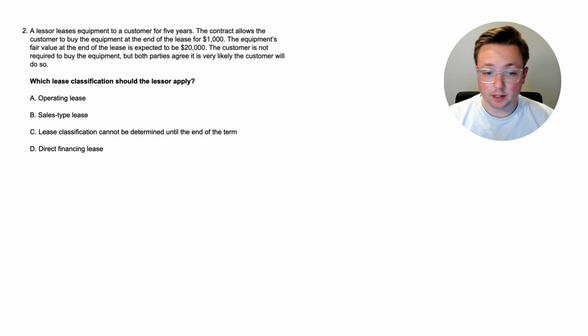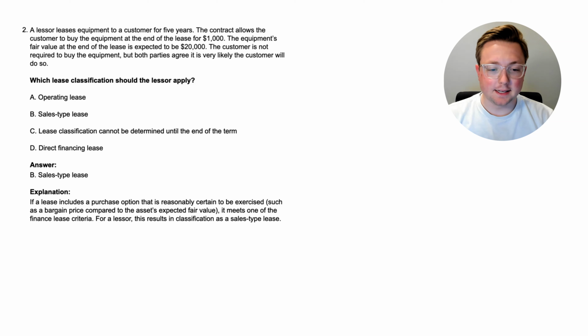Is it going to be an operating lease? Is it going to be a sales type lease that we just talked about in the previous question? Is the lease classification unable to be determined until the end of the term? Or is it a direct financing lease? Now, again, if you have seen any of this before, you might have an idea. But if not, that's okay. We're learning just more of the criteria for leases. So let's go to the explanation right now.